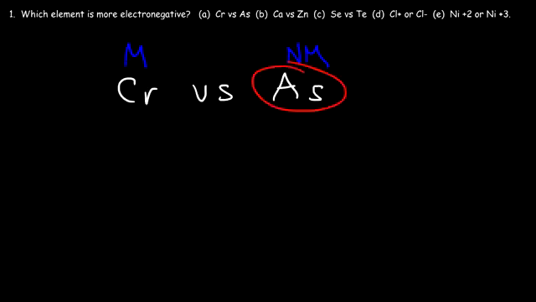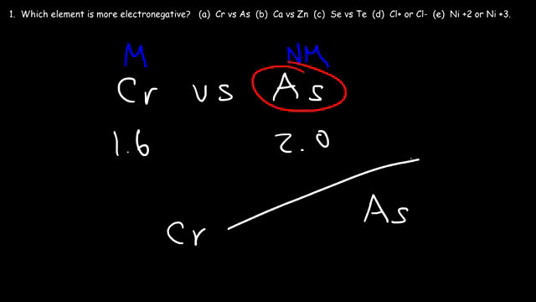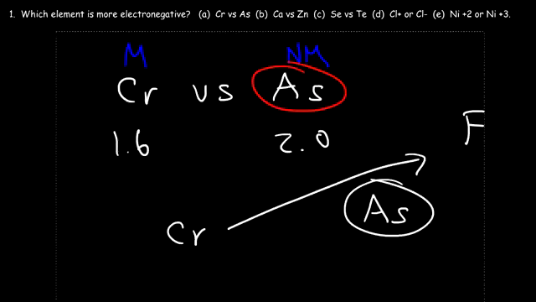Now the second thing that you can look at is the electronegativity values. For chromium it's 1.6 and for arsenic it's 2.0. And the third thing you could do is place them on their respective positions in the periodic table. Chromium is to the left of arsenic. So therefore electronegativity increases towards fluorine. So arsenic is closer to fluorine than chromium is. So therefore we should expect that arsenic will have a higher electronegativity value.